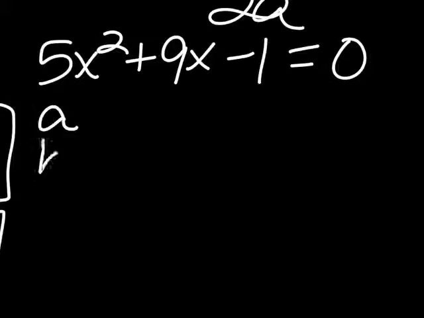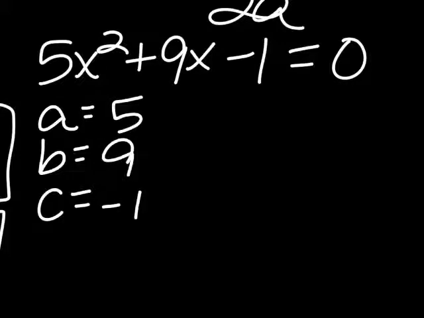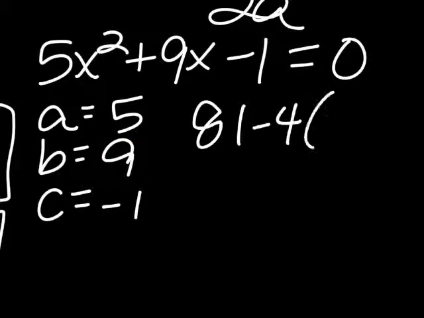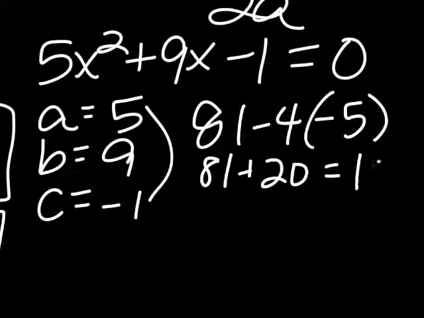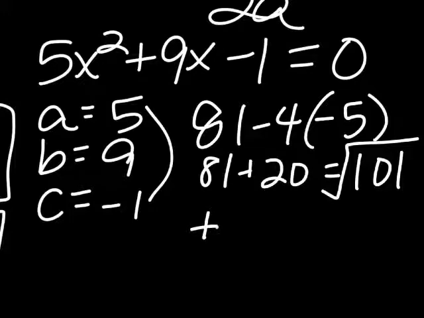Okay, follow the same steps. My a, b, and c values are 5, 9, and negative 1. So my b value squared would be 9 squared, which is 81, minus 4 times my ac value, which is 5 times negative 1, which is negative 5. So my discriminant is 81 plus 20, which would be 101. This is the amount that goes underneath the radical in the quadratic formula. 101 is not factorable. There's no perfect square I can take out of 101, so it's as simple as it can get. So it's going to go there.